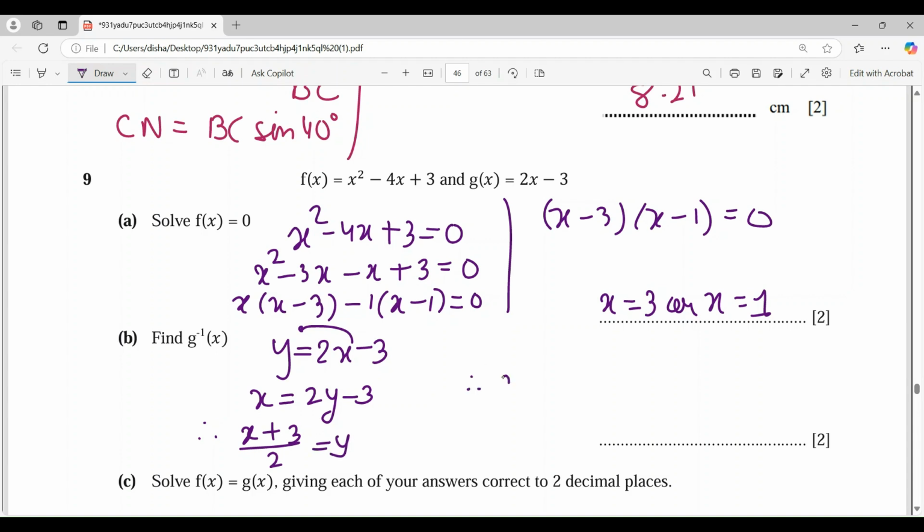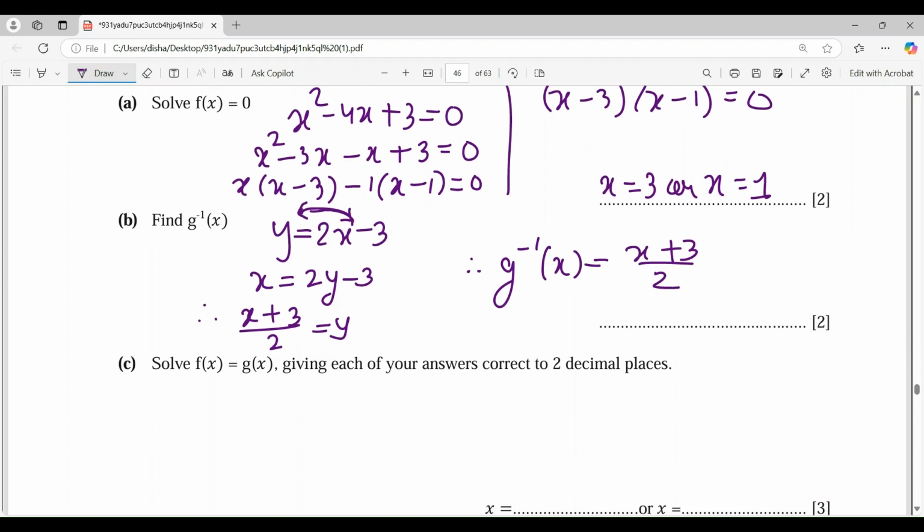So therefore what is g inverse of x? That is equals to (x plus 3) upon 2. So simply interchange your variables and then bring the value of y. That will be your g inverse.